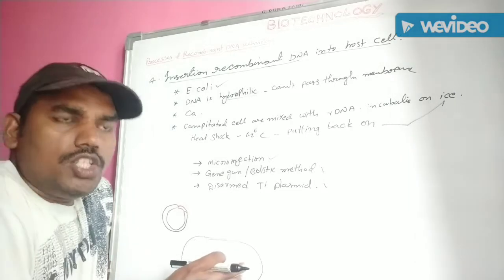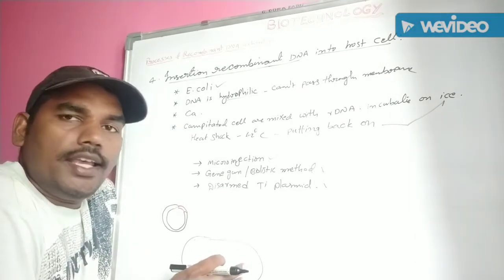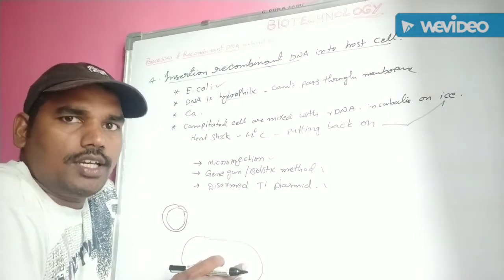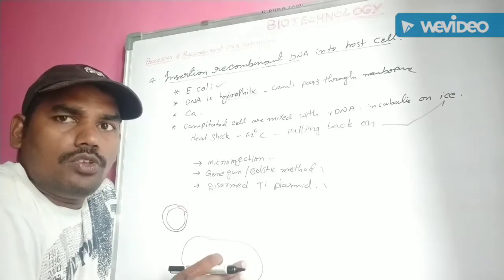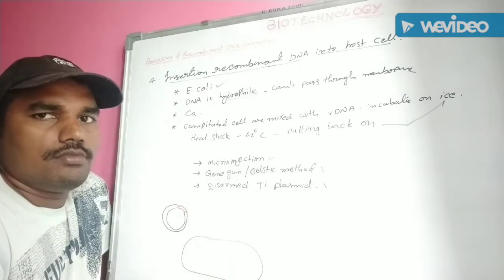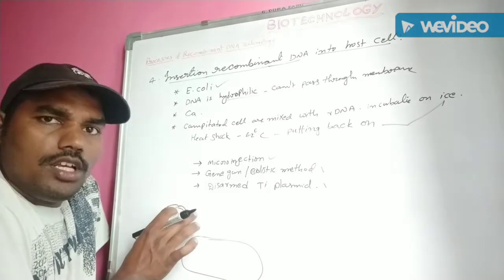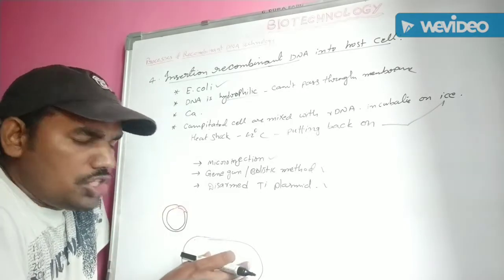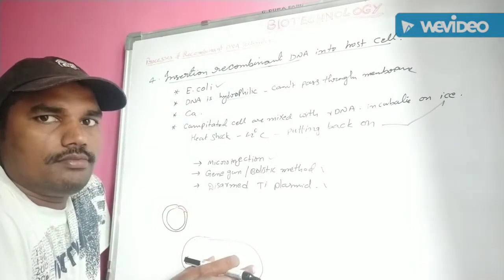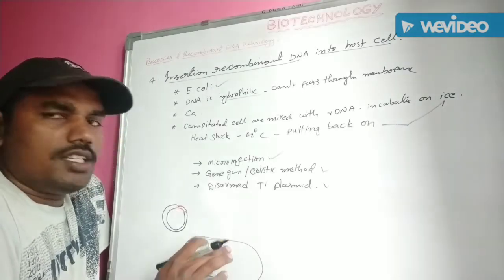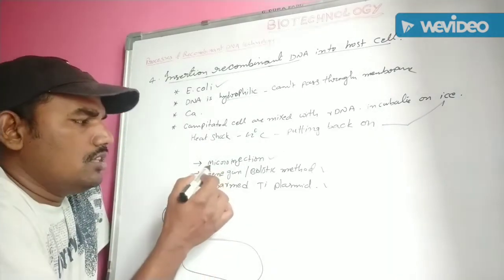Generally, Escherichia coli, E. coli cell is utilized as a host cell in biotechnology. It is extensively used in genetic engineering technology. Okay, this recombinant DNA is inserted into the host cell. Okay, these insertion methods are of several types.